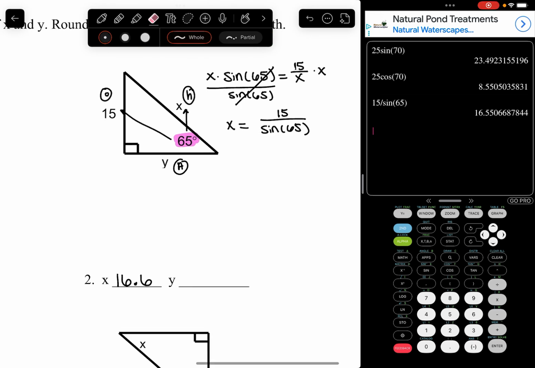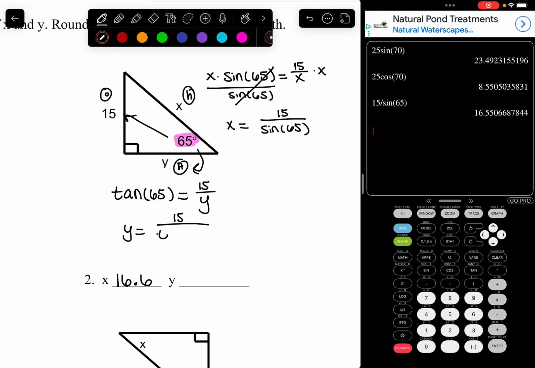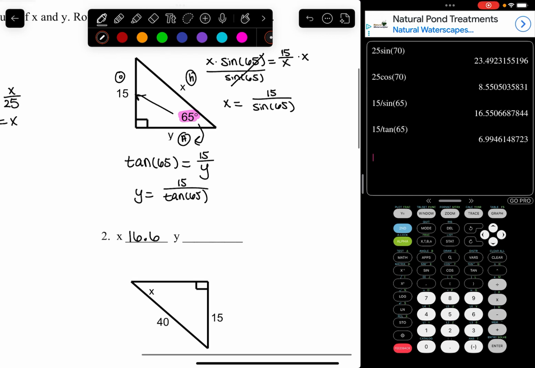And then now that I'm looking at y, I need y, and then I still need that given side. So that's going to be opposite and adjacent. So this one's going to be fun. I get to go back and do tangent again. So the tangent of 65 equals opposite over adjacent. Really all that's happening is my y and my tangent are going to switch places. So I have 15 divided by the tangent of 65, and that's going to equal 7.0. And yes, you do need the 0.0.